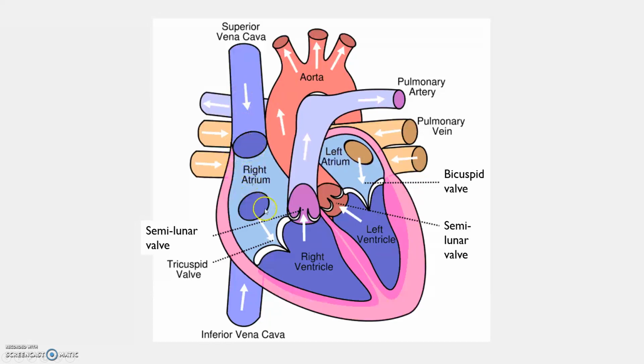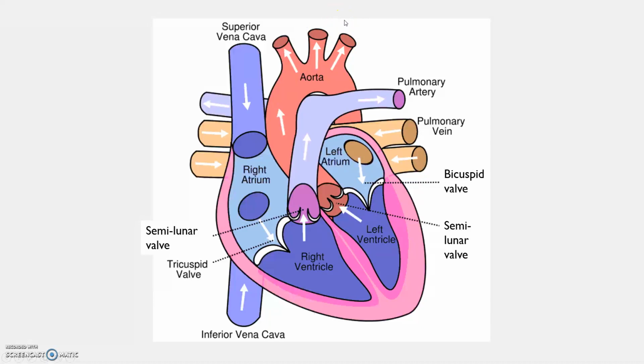So this ends up in the right atrium, and then from the right atrium, it comes through the tricuspid valve into the right ventricle. From the right ventricle, it goes through the pulmonary artery here to the lungs. So let's imagine it's come up now, and then at the lungs it is getting oxygenated.